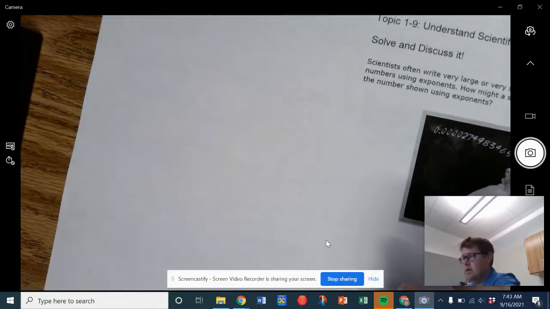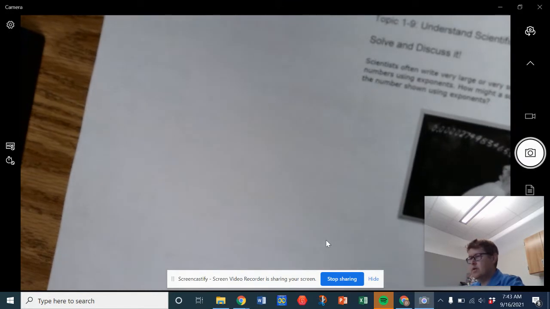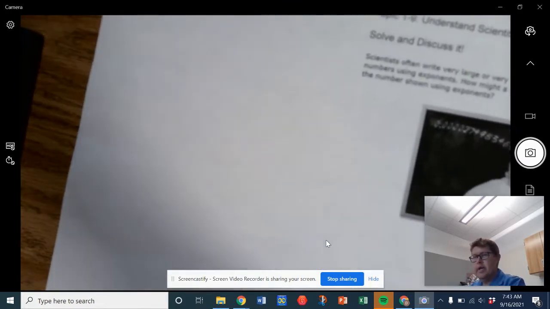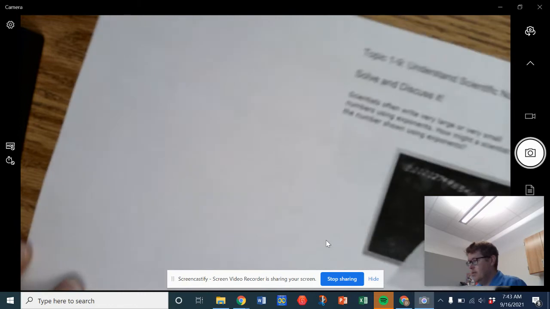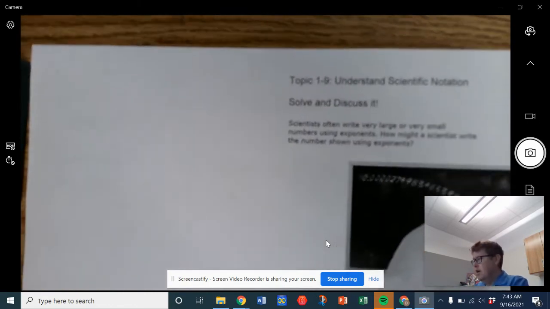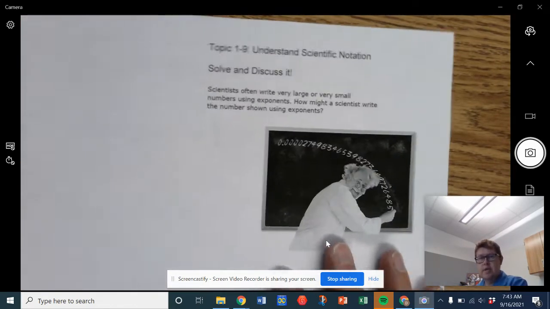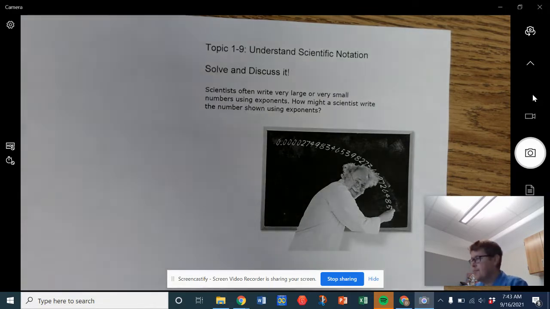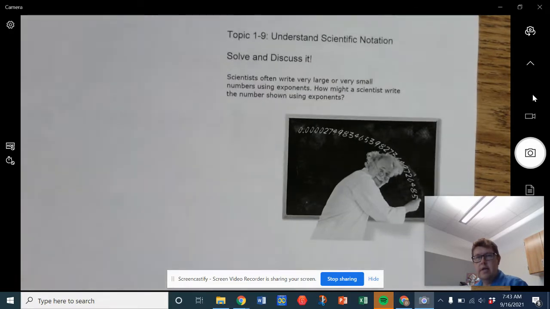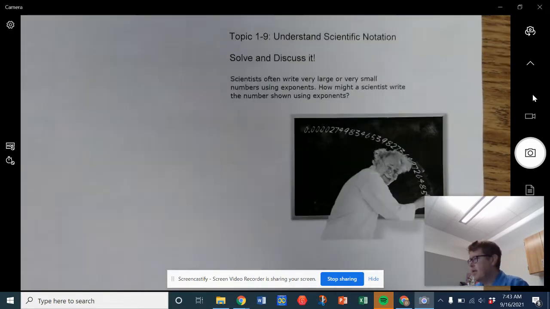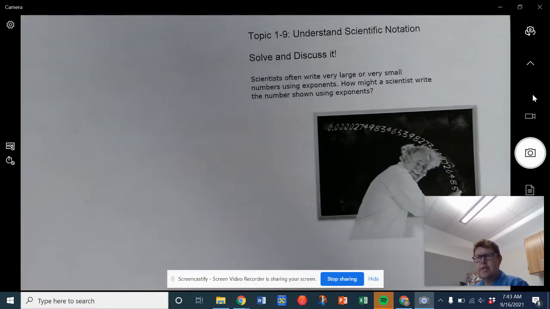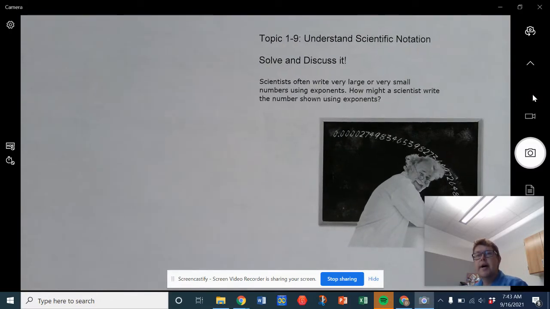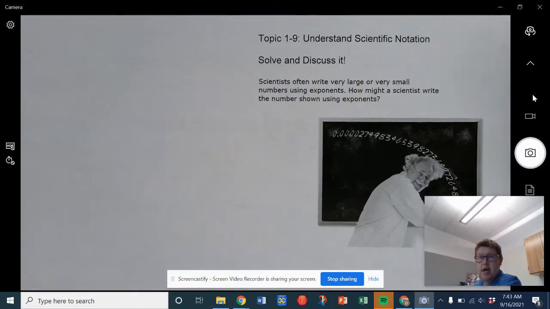All right, so we are going to 1-0 today, which is about understanding scientific notation. So we're going to extend what we were doing when we were talking about powers of 10 the other day. Rather than rounding it down to the largest place value, we'll probably take it down to 2 or 3 digits today, or 2 or 3 decimal places.